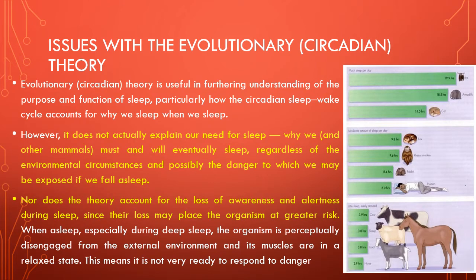The issues with this theory. It's an interesting theory, but it's not the one that's mostly accepted. The mostly accepted one is the restoration theory. So the evolutionary or circadian theory is useful in furthering understanding of the purpose and functioning of sleep, but there are some issues. It doesn't actually explain our need for sleep. It just says that we do sleep, but it doesn't say why.